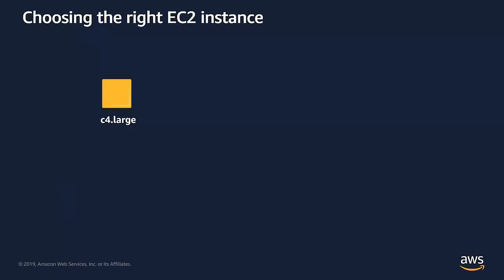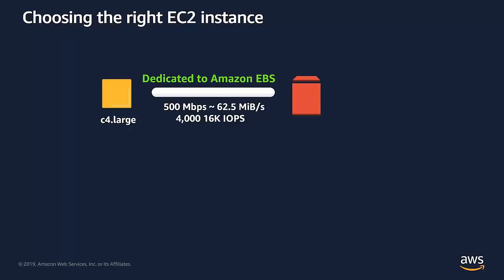Each EBS optimized EC2 instance type provides a specific amount of baseline bandwidth to EBS. Choosing the right instance type means choosing an instance that will provide the level of IOPS and throughput required by all EBS volumes attached to your instance. For example, a C4 large instance type has a baseline of 4,000 IOPS dedicated to EBS. This provides 500 megabits per second of throughput, or about 62.5 megabytes per second when using 128 kilobyte I/O sizes.